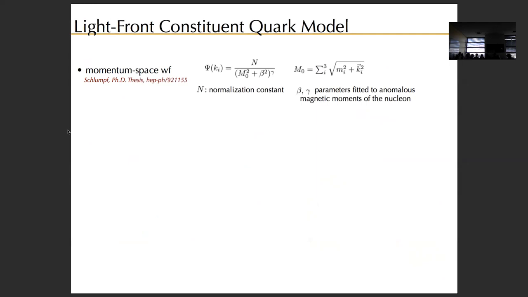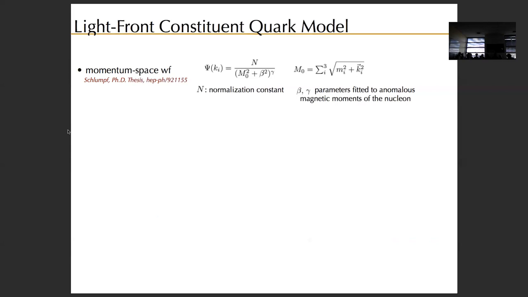The parameters were fitted originally in work done some years ago to fit the anomalous magnetic moment of the nucleon. In particular, the power here was also constrained to reproduce the high Q square behavior of the form factor. High Q square, I mean 5-6 GeV squared, to apply the quark model calculation.